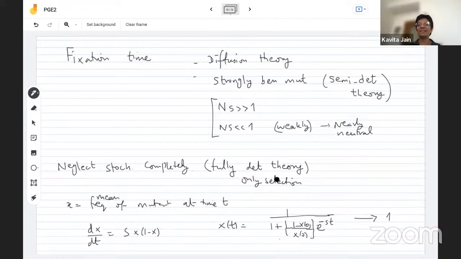Just give it a try. No? Okay, so I'll give you the answer. The answer is it will take infinite time. You have to put t to be infinity here, then only X becomes 1. So it's saying that it will take forever for this population to become fixed.